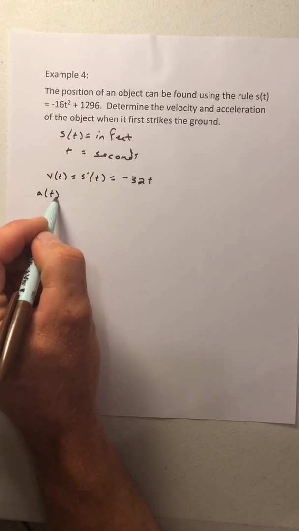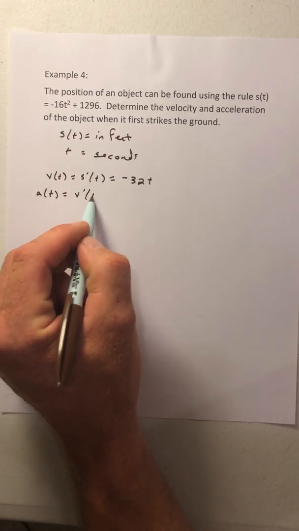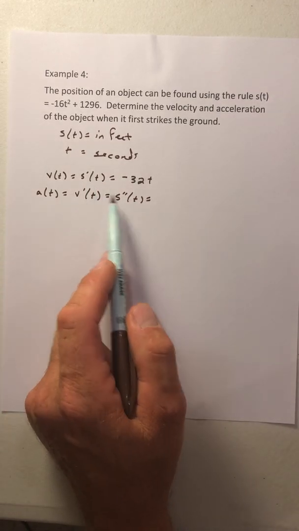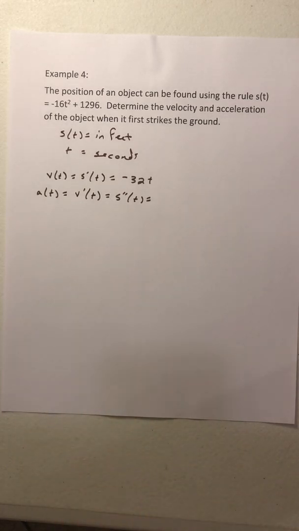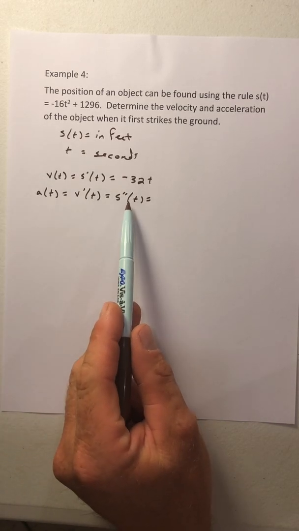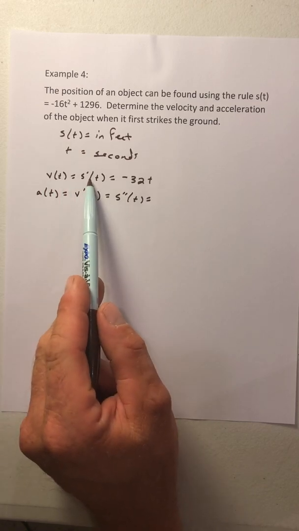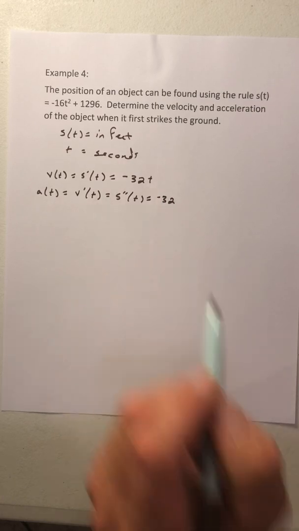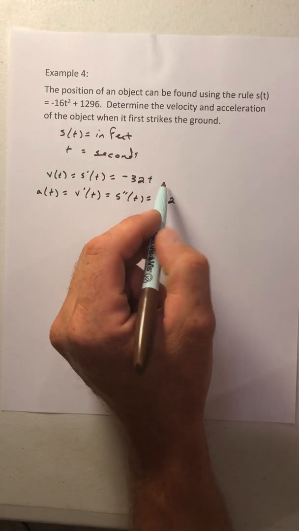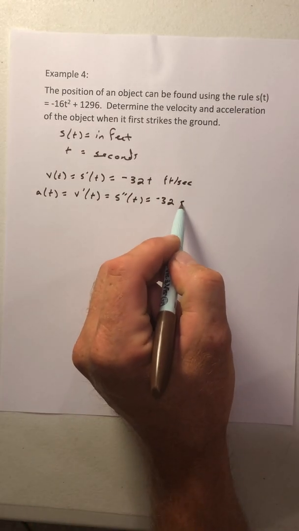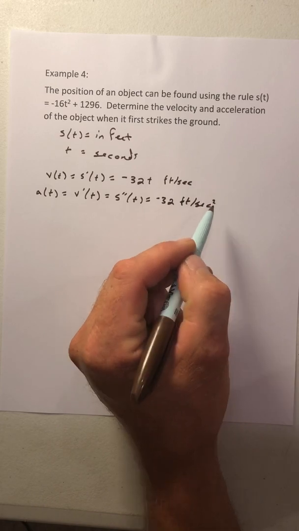Our acceleration is the first derivative of velocity, or the second derivative of the position. Not that you have to write this notation down, I just want to get it into your mind of what we're looking at and how it's all going to come together in the end. So acceleration is the first derivative of velocity, the second derivative of position. Velocity is the first derivative of position. So here we get negative 32 as our derivative. And we can go ahead and put our units on here if you want. This is going to be feet per second, and this is going to be feet per second squared.